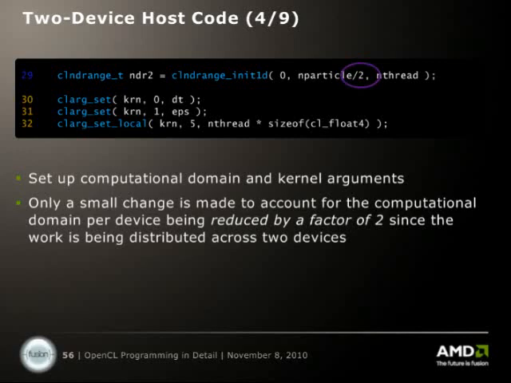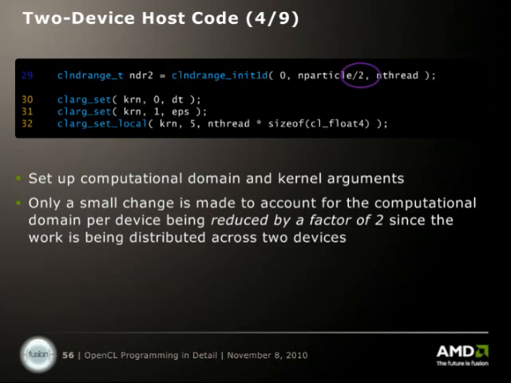And here there's only one subtle change. When we set up our computational domain, our work, the index space now is going to be only one half the size of the original index space. The idea here is fairly straightforward. We've split our computational domain up into two parts and have the work being shared between the two GPUs.